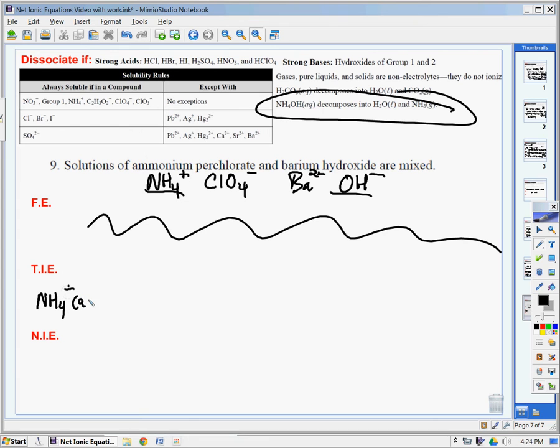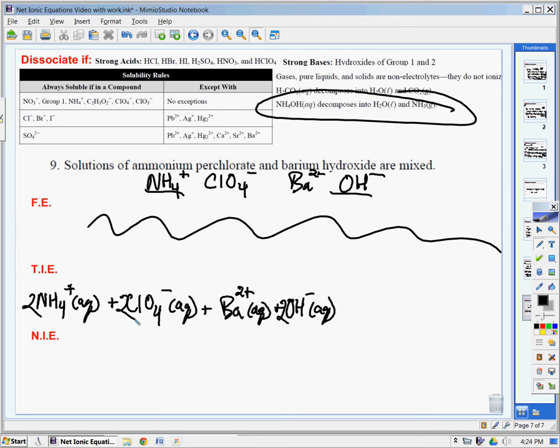So really the total ionic equation is going to be ammonium, which is aqueous at the beginning, and perchlorate, ClO4, which is aqueous at the beginning, plus barium, which is aqueous, a lot of aqueous things as always, hydroxide, which is aqueous. I'm not even going to concern myself with the fact that that's not balanced with the 2 there. I actually need a 2 and 2 there after we get the final answer. You'll see why.